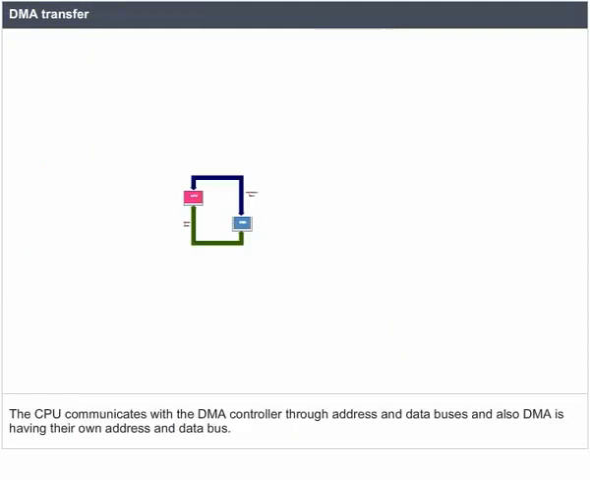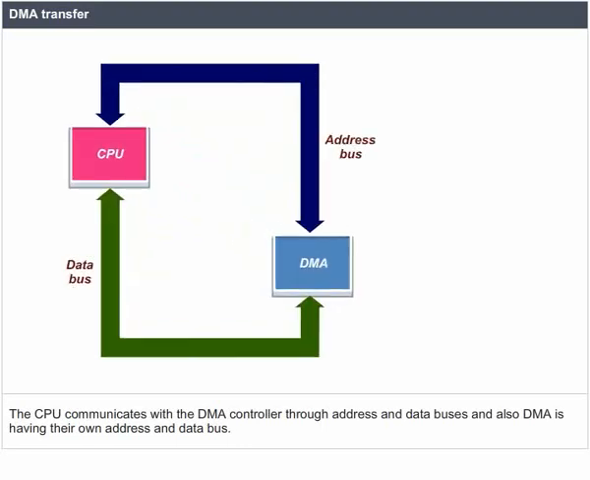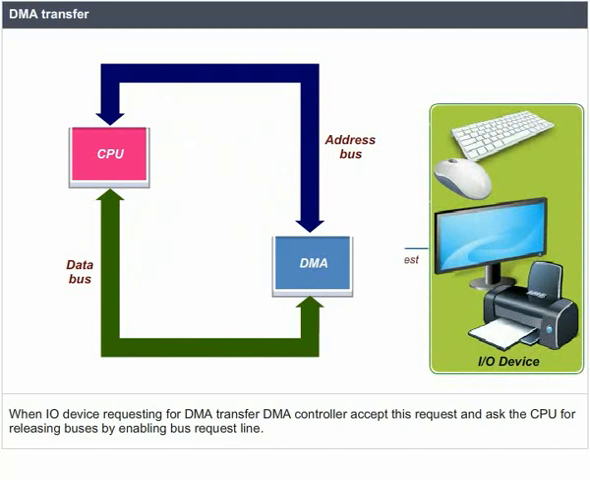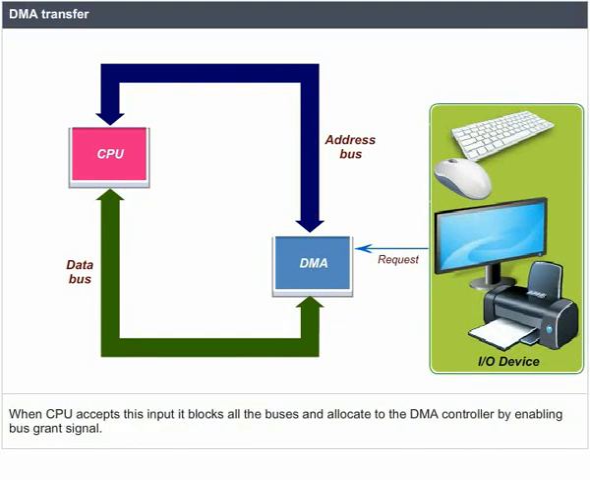DMA transfer. The CPU communicates with the DMA controller through address and data buses, and also DMA is having their own address and data bus. When input-output device requesting for DMA transfer, DMA controller accepts this request and asks the CPU for releasing buses by enabling bus request line. When CPU accepts this input, it blocks all the buses and allocates to the DMA controller by enabling bus grant signal.